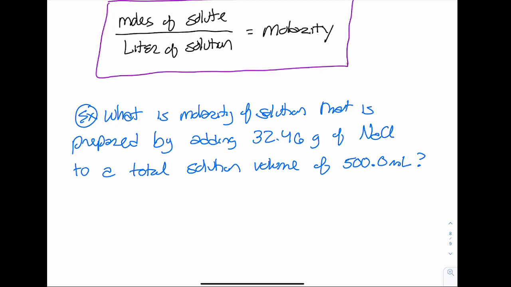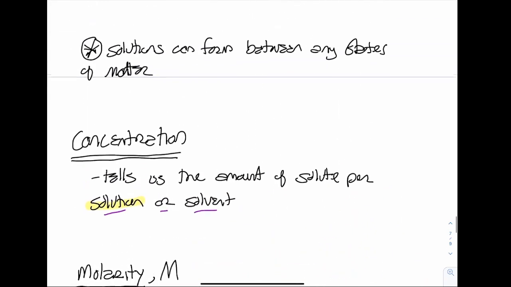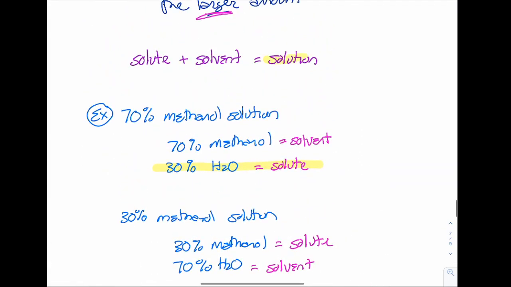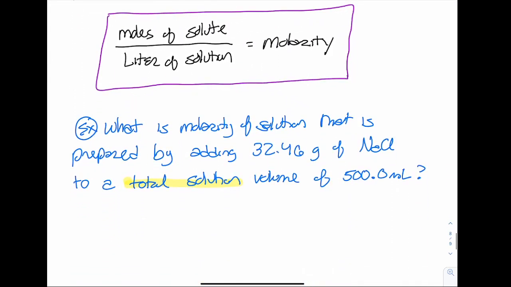Do be careful on this wording. If I said we added 500 milliliters of water, then that 500 milliliters is my solvent, right? Not my solution. Solution, if we go back up, way up here, is my total. It's both of these things added together. So if I just said 500 milliliters of water, that's this number, not this number. So do be careful. We can do one like that after, but right now I'm saying the total solution volume is 500 milliliters. So that is the solution volume.